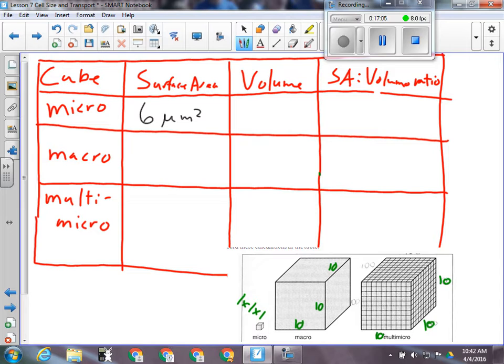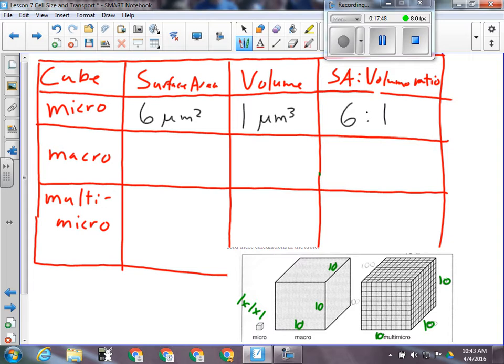To calculate the volume of micro, I go length times width times height. Well, it's 1 by 1 by 1. What's 1 times 1 times 1? 1. That's easy. 1 cubic micrometer, so that's μm cubed. So our surface area to volume ratio is 6 to 1. Surface area is 6 times bigger than volume. Is that good? Yes. That is definitely a situation that would be desirable for a cell, to have a large surface area and a small volume by comparison.